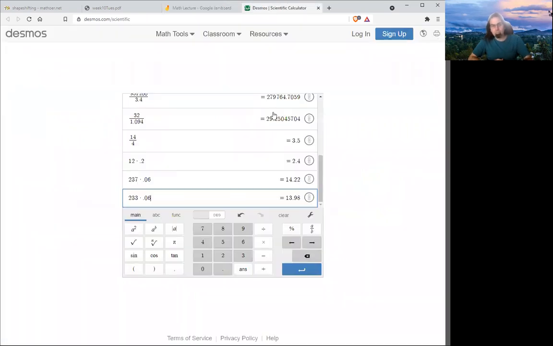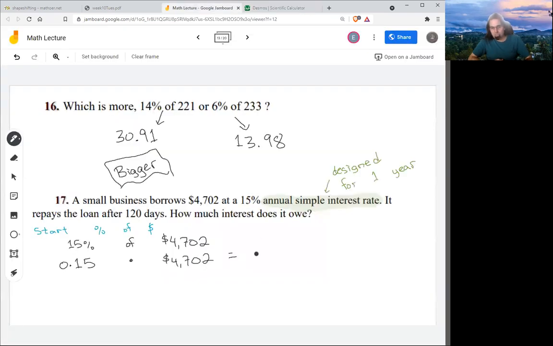So 4702, $705.30. So if it was a 1 year loan, that's how much interest it would cost. Everyone okay so far? Yeah.